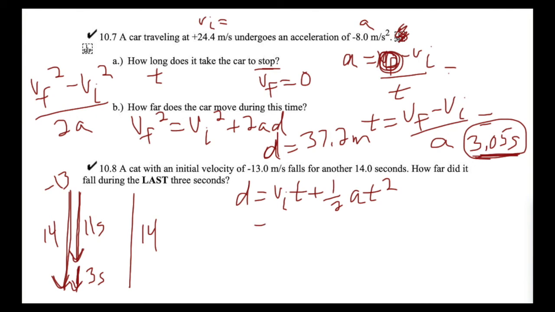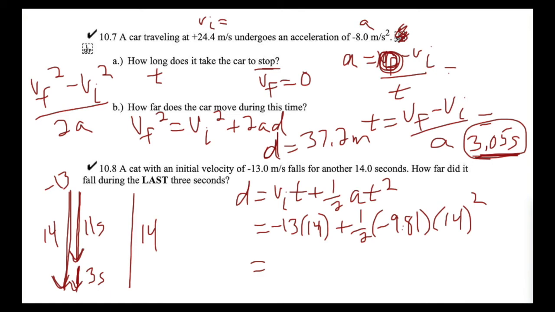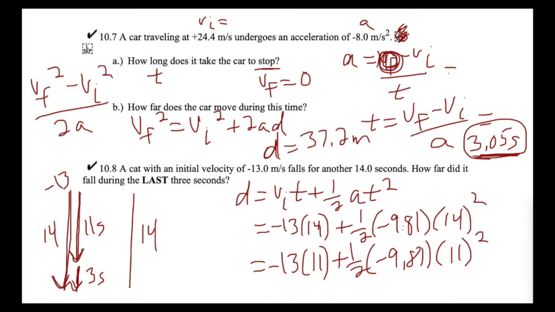So for the first one, the initial velocity is negative 13 times 14 seconds plus 1/2. What's my acceleration rate? Well, it's gravity. It's negative 9.81 times the 14 squared. And then my other one is going to be negative 13 times 11 seconds plus 1/2 times negative 9.81 times 11 squared. And then I'm just going to be able to subtract these to get my overall displacement.